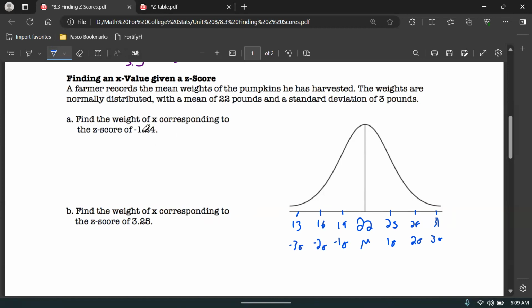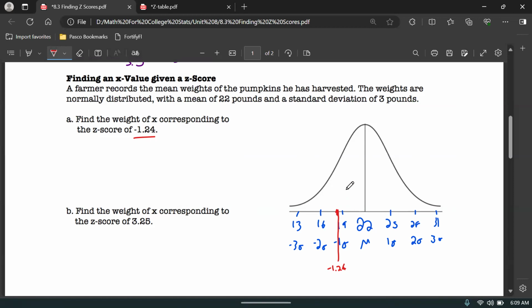Now, if this z-score is negative 1.24, that's going to put it somewhere between negative 1 and negative 2 standard deviations, somewhere about here, right? So it's probably going to be close to like 18, for example, because that z-score, as you can see, would be somewhere around negative 1.24. So our prediction from our number line is it's probably close to something like 18, but here's how we can figure it out for sure.